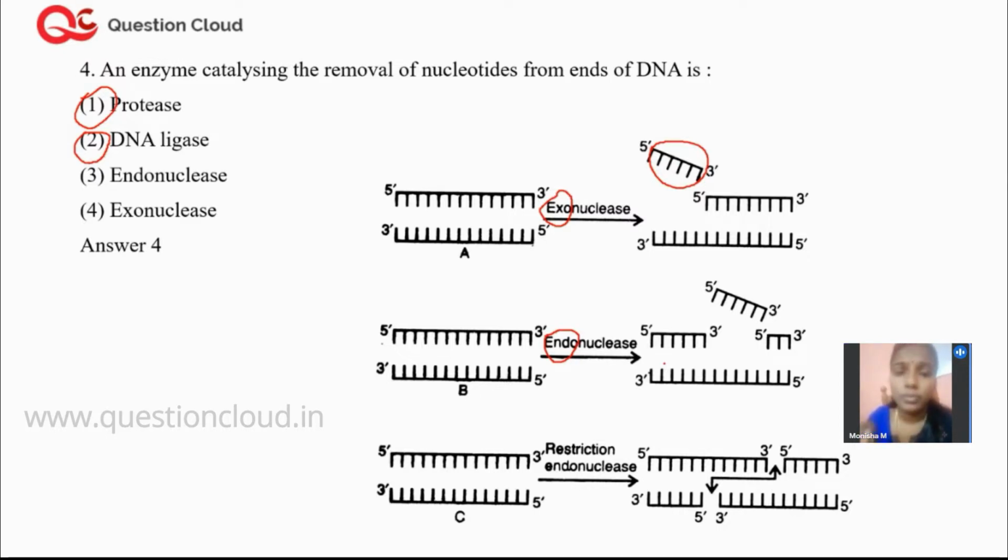So if you get a question like this, that which of the following is used for removing the DNA from ends, then you have to look carefully. If we want to remove DNA from the ends, from the corners, we use an enzyme which is called exonuclease. Endonuclease cuts from the middle portion of the DNA, whereas exonuclease removes the DNA from the terminals, from the ends.